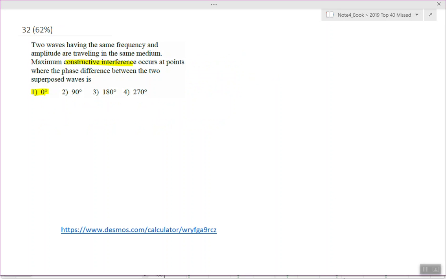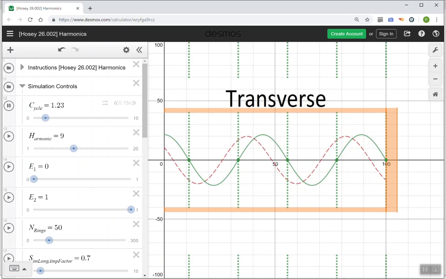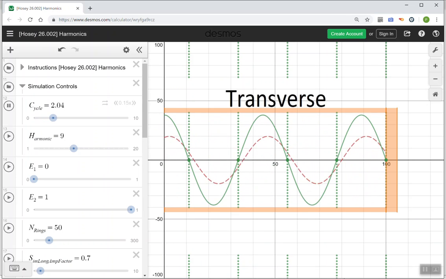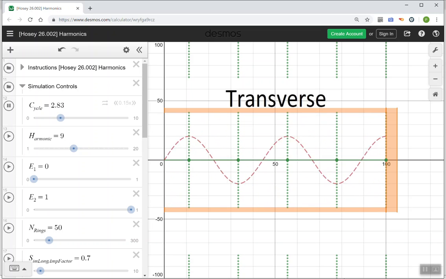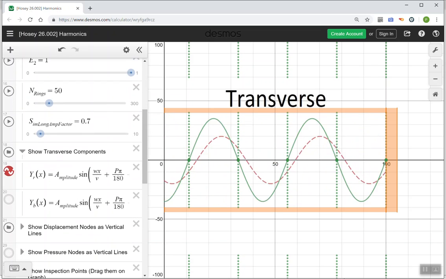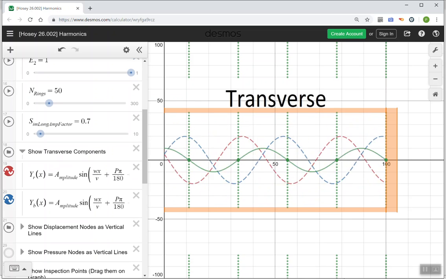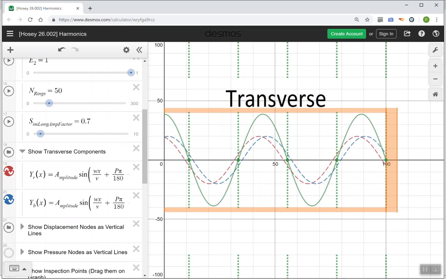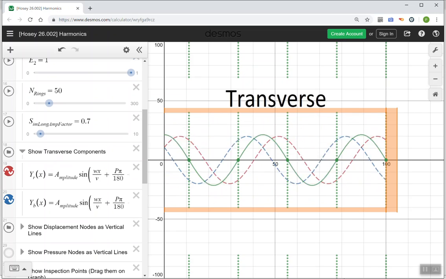So let me bring up my simulation again. Now ignore the green one for a second. Imagine you've got that red pulse moving to the left. And at the same time, we're going to have another pulse moving to the right, or the blue pulse moving to the right. And I'm going to pause this.